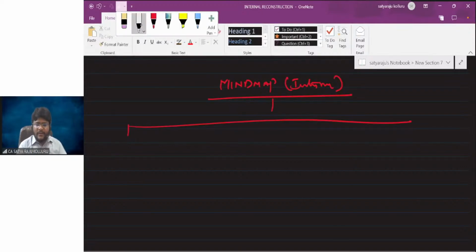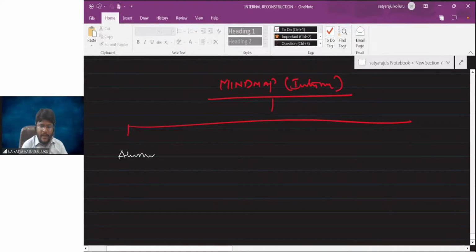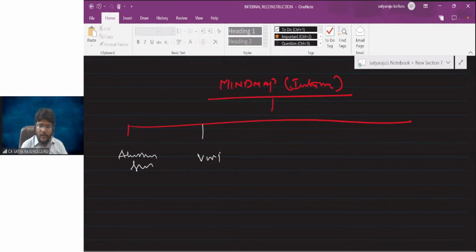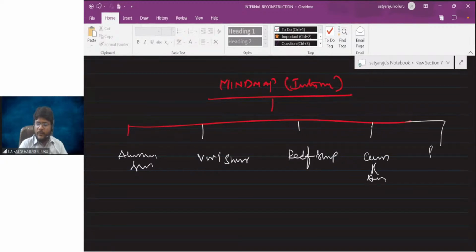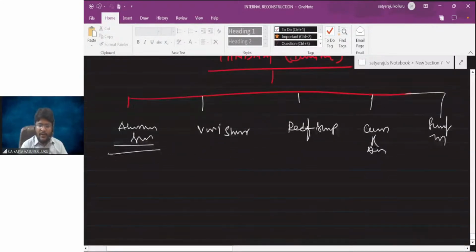Sir, internal reconstruction is going to happen either through alteration of share capital, or through a variation in shareholders' rights, or through reduction of capital, or through compromise and arrangement, or through surrender of shares.